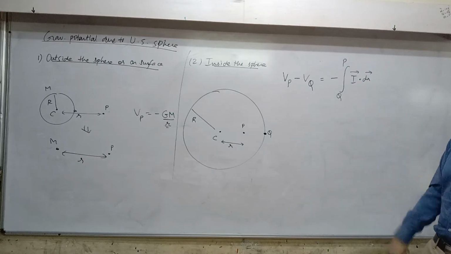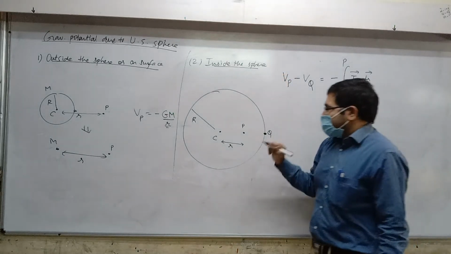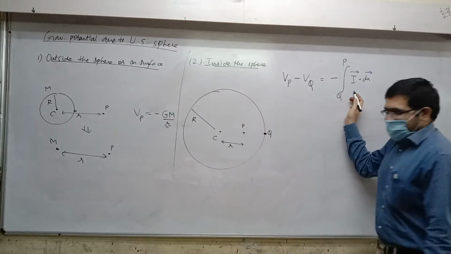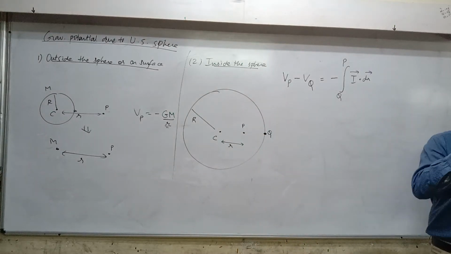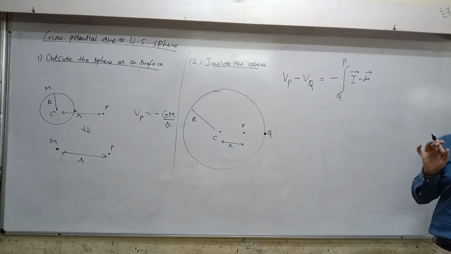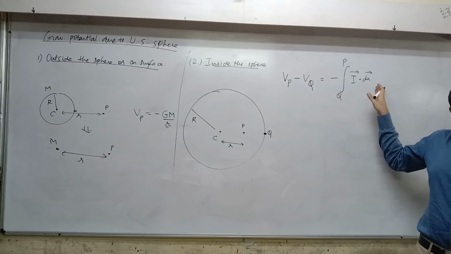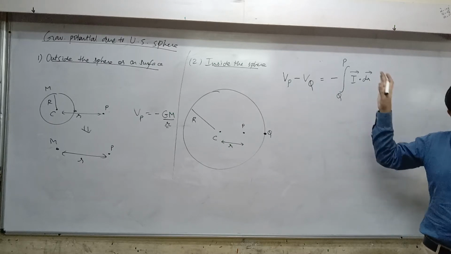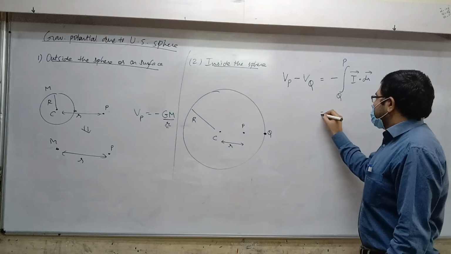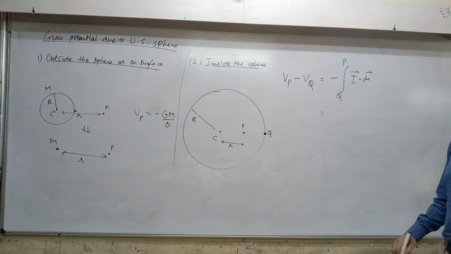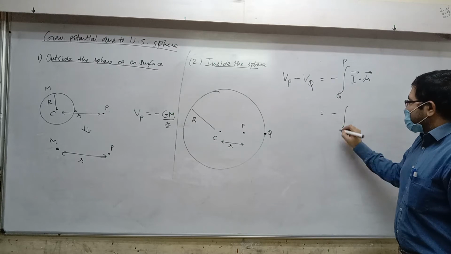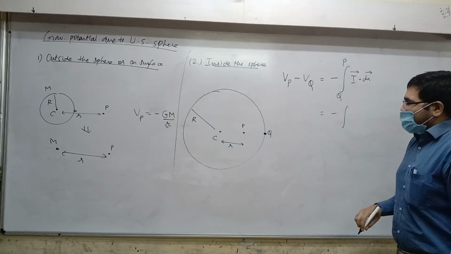Now why did I bring it? Because inside the sphere we already know the value of I. Like we did very generally, GMr upon capital R cube. Remember that? We are going to use that, and we'll do this integration. Not at all tough. So this is equal to minus integration. Now I'm going to put the value of I vector.